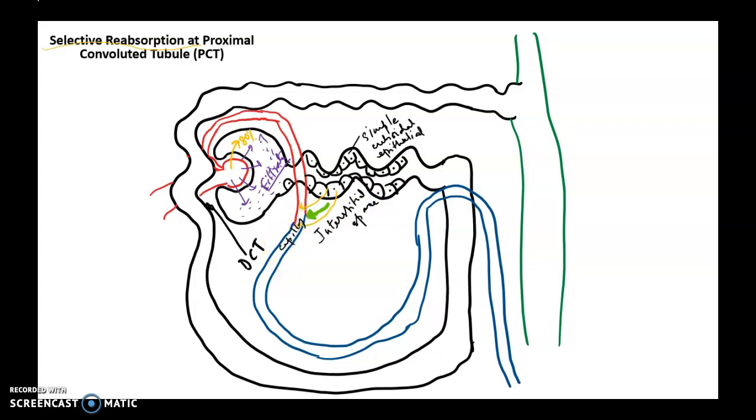So we will see how things come from the lumen, across the simple cuboidal epithelial cells into the interstitial space and ultimately into the capillary. We will start with a new video.